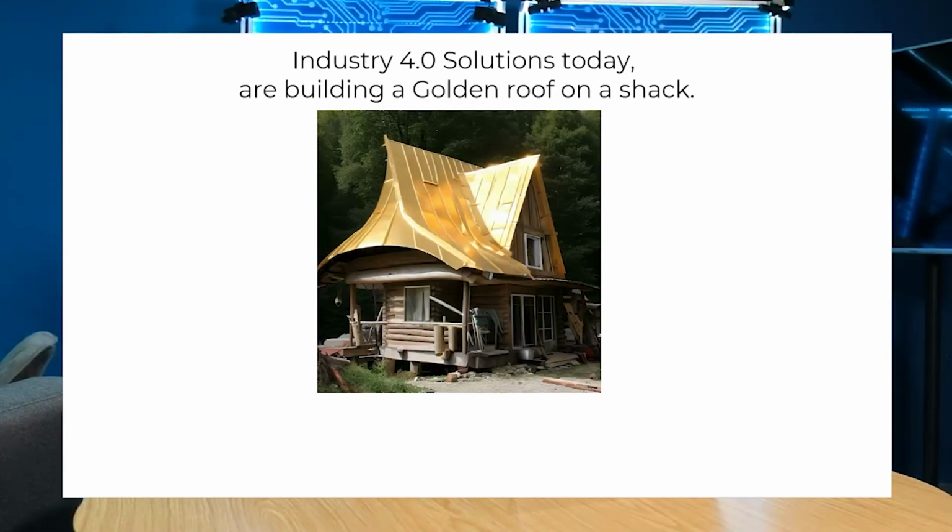What this picture illustrates is that most Industry 4.0 solutions are like building a golden roof on a shack. They have an existing infrastructure, an existing concept of process that runs on their production line, and all they do is put some data collection, some analytics on top of that, and it's like building a golden roof on top of a shack. You're not fundamentally changing how your production line works. So welcome to another Thursday Thought.